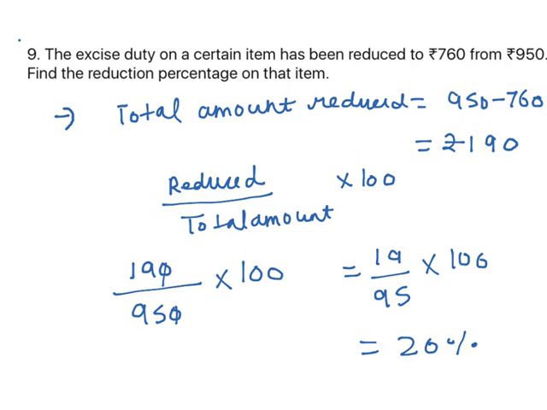So here the main thing to keep in mind is how to find the percentage. We find the portion of the reduced amount to the original amount, and to convert it into a percentage we multiply it with 100.